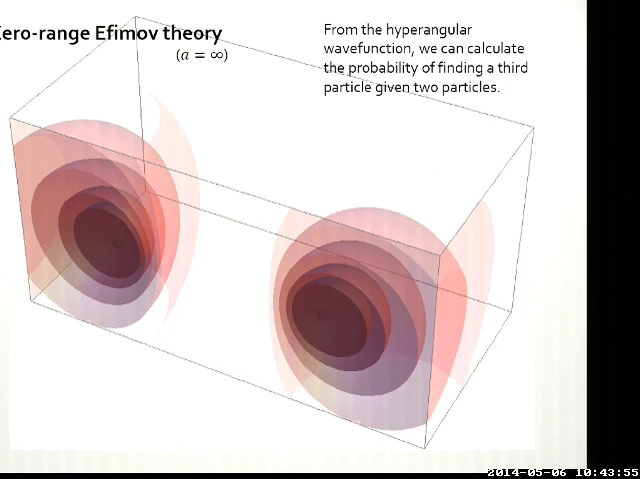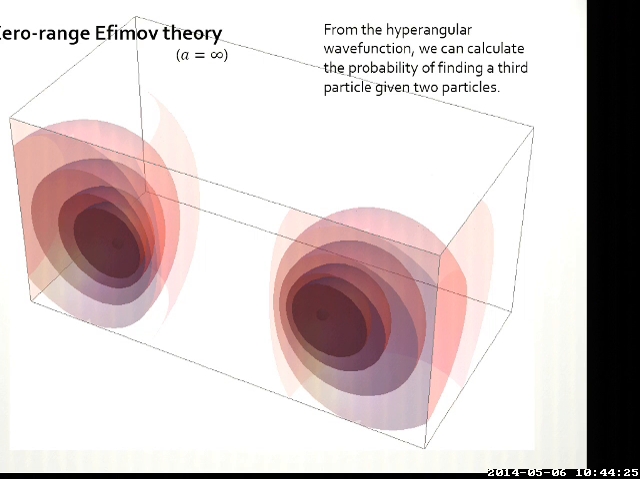So first, let's look at the three-body system in the context of zero-range theory, and here we plot... We fix two particles at these positions and look at the probability of finding a third particle, and this is done using the hyperangular wave function coming from the zero-range calculation. Sorry, what are the axes on this graph? So this is just space.